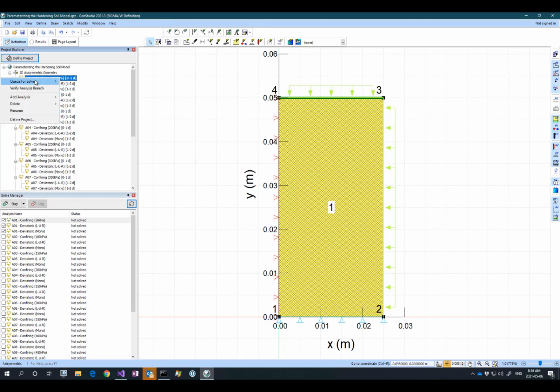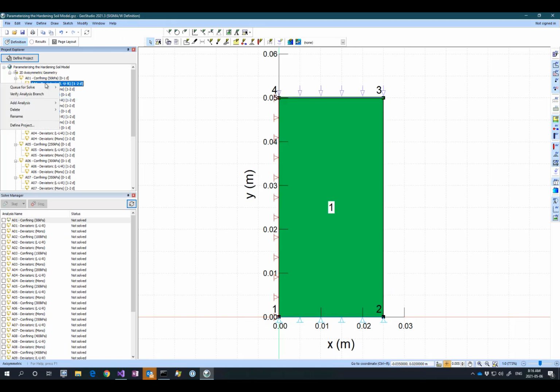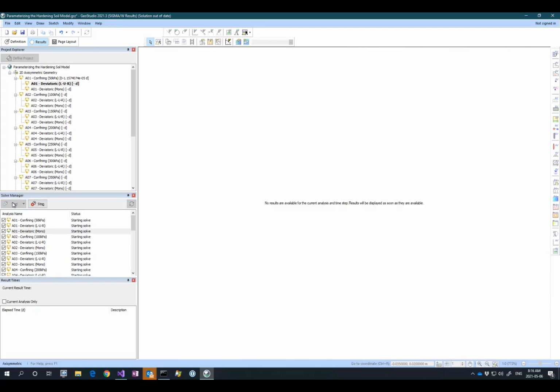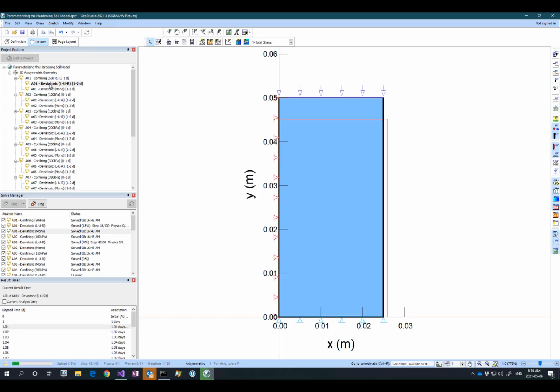You can also, in queuing, clear, and you can also queue one particular analysis. Now in this case, I'm going to right-click and check all analyses, and then solve. And once the solution is obtained for any one of these, we can switch to the results view.